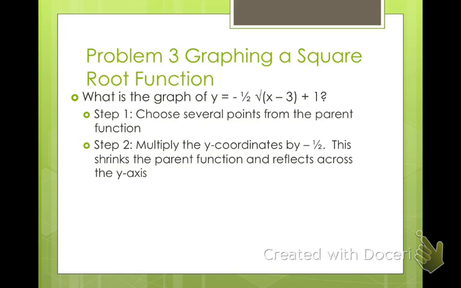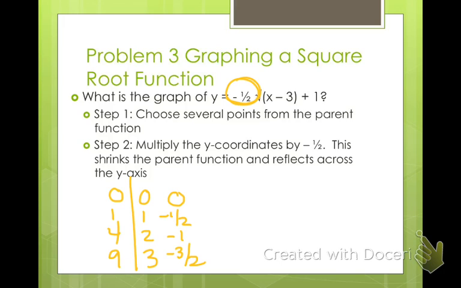Okay, so our x values for our parent function were 0, 1, 4, and 9, and we got 0, 1, 2, and 3. So now we're going to multiply each of these by negative 1/2. So we get 0, negative 1/2, negative 1, negative 3/2. So these are our new coordinates. So 0, 0 is still our starting point. Then 1, negative 1/2, 4, negative 1, 9, negative 3/2.